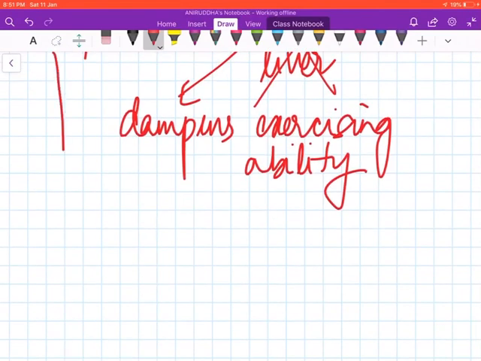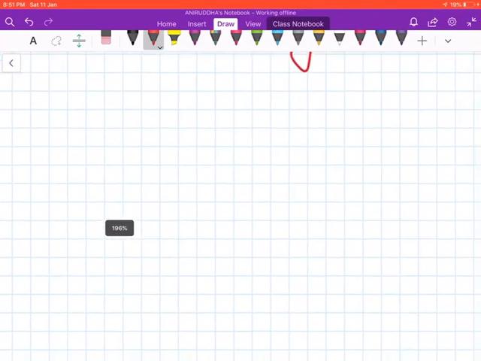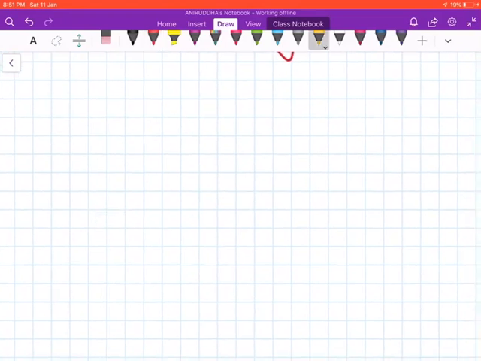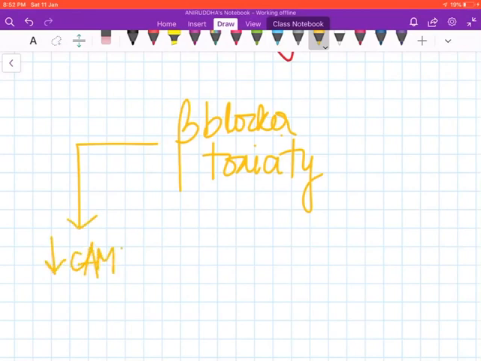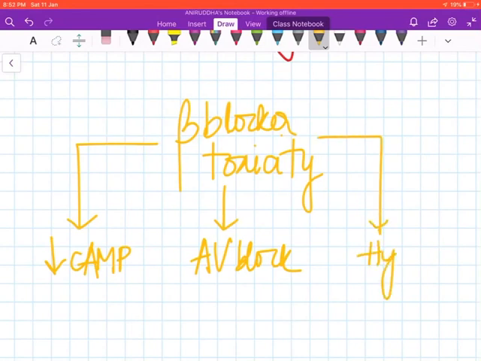Okay, now a bit about beta blocker toxicity. We know that all the three beta receptors are Gs type, and hence if we block beta receptors, there will be decreased intracellular cyclic AMP levels. The patient may also develop AV block, and the patient may also have hypotension.